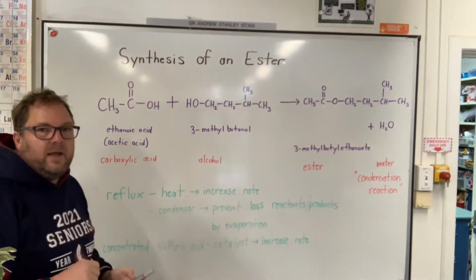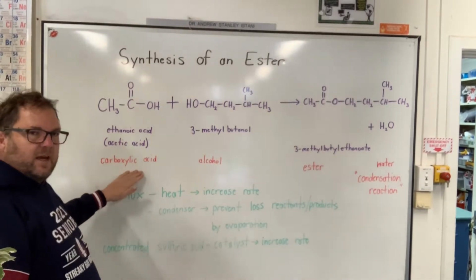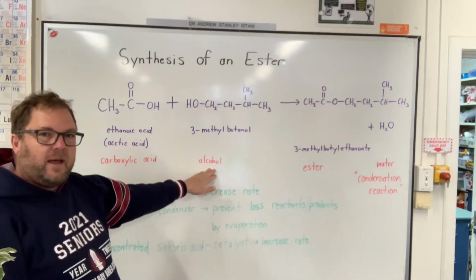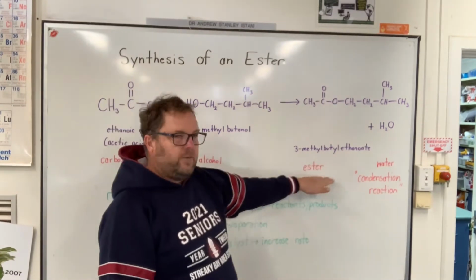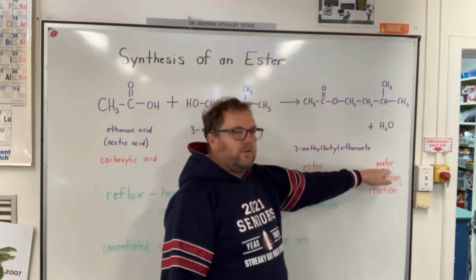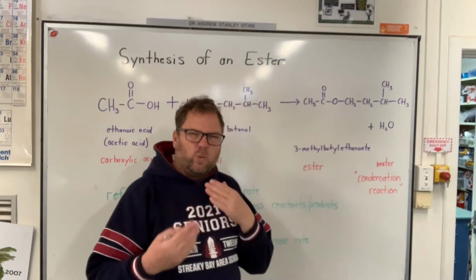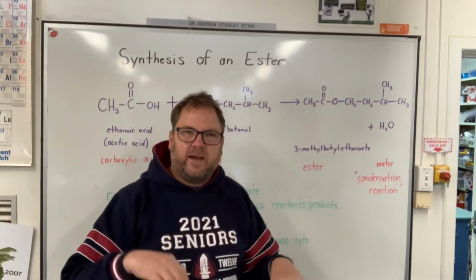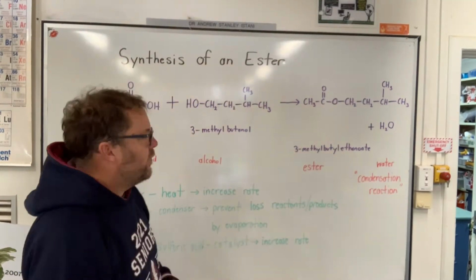Synthesis of an ester. So to make an ester, we need to take a carboxylic acid and an alcohol, and then when we add them together, they will form our ester, and we also form water. Because we form water, we call this a condensation reaction. Water forming on a piece of glass, like on the inside of your windscreen, we call condensation. So that's where that term comes from.